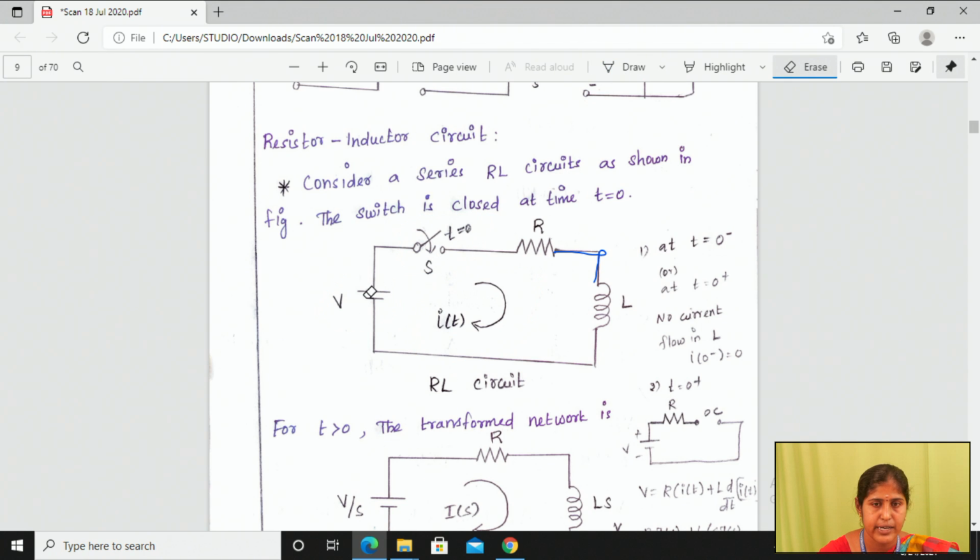After drawing this diagram you have to check the timing conditions, with different sets of timings, and find the current function. Before finding the final state of the current, you have to know the initial state. So before switching, at t equal to 0 minus, you have to find out what the current is in the given network. In a similar way, at t equal to 0 plus, you also have to find out the current.